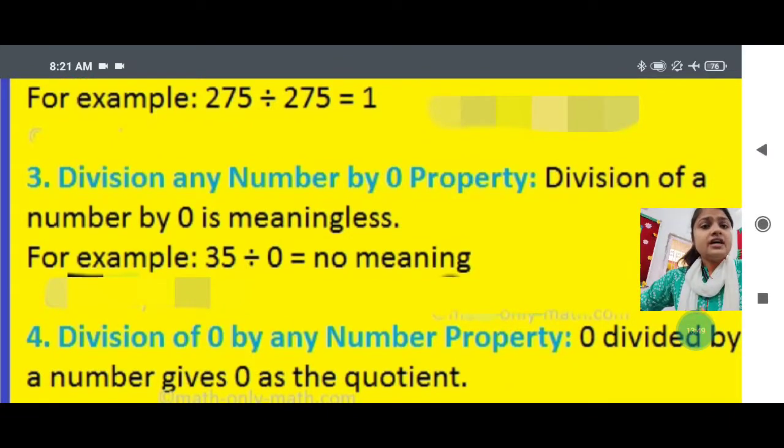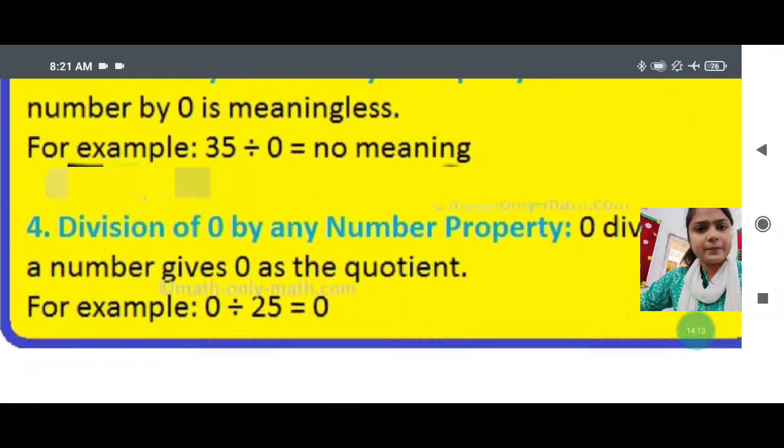Next property. Division of any number by 0 property. This is important. When any number is divided by 0, the result is meaningless. It is meaningless completely, and we used to get 0. 35 divided by 0 is meaningless. 75 divided by 0 is meaningless. Or we are getting 0. When any number we are dividing with 0, we are getting 0 only.